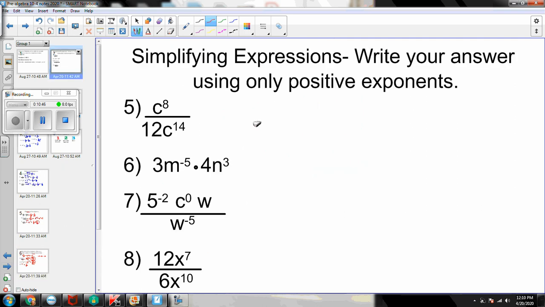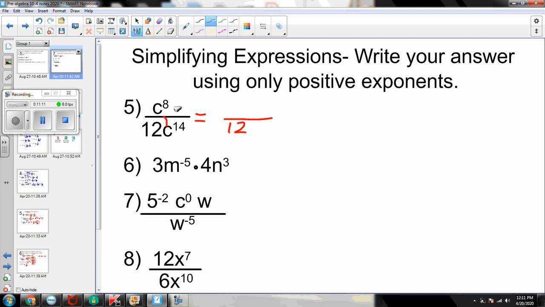All right, directions are simplify again. We've got to make sure that our exponents are all positive when we do this. So on number 5, I'm noticing I have a c to the 8th divided by a c to the 14th. Also, my 12 is really to the first power. So it's going to stay in the denominator. It's not going to move because the exponent is a positive 1 for the 12.